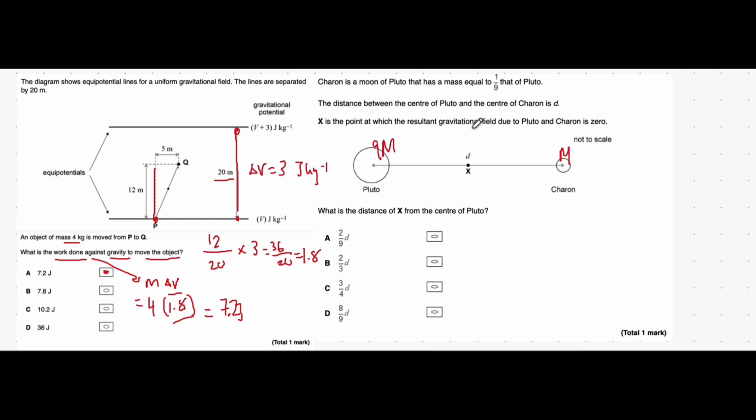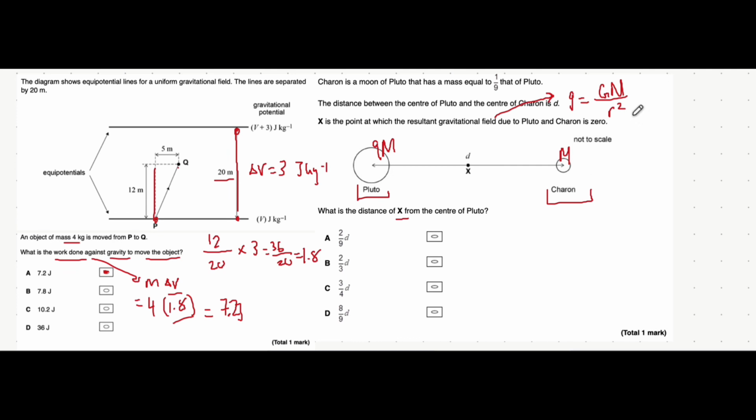Now that could mean gravitational field strength, gravitational field potential, but just for this question we'll use gravitational field strength. And because we're dealing with planets here, we know that it's a radial field, so we're going to use the fact that the gravitational field strength is GM over r squared. So it's asked us to find the distance of X at which point the resultant gravitational field is 0. So Pluto produces a gravitational field with equal strength to that produced by Charon.